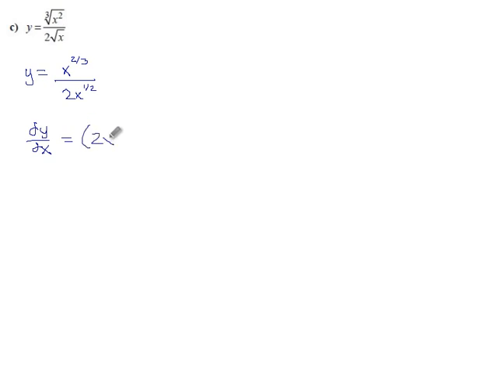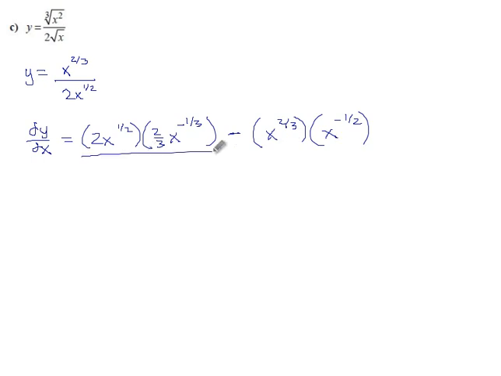Bottom, 2x to the 1/2. Derivative of the top would be, we multiply by the power, 2/3 x to the 2/3 minus 3/3 is minus 1/3. Bottom d top minus top d bottom. 1/2 times 2 is 1, x to the 1/2 minus 2/2 is minus 1/2. So bottom d top minus top d bottom all over, and when we do the bottom squared we get 2 squared, which is 4, and root x times root x, which is simply x.